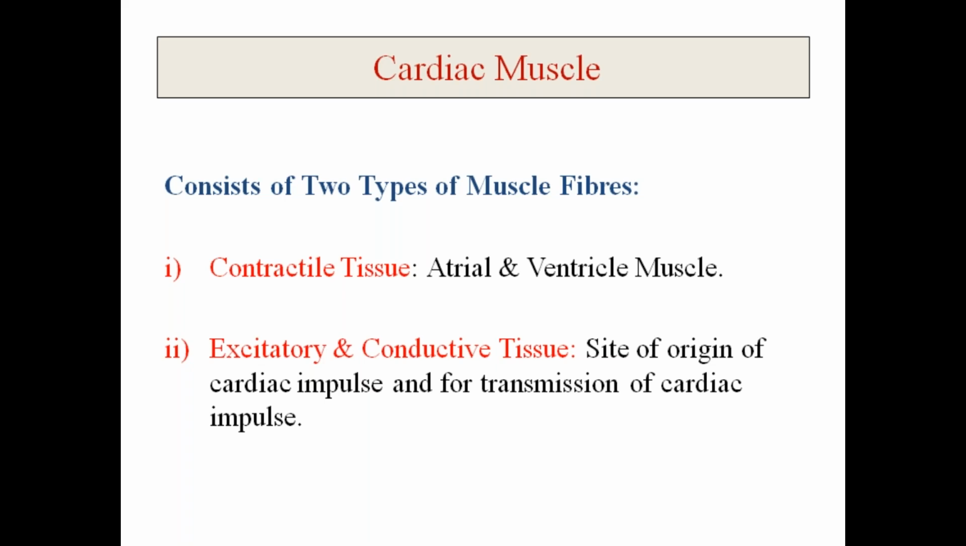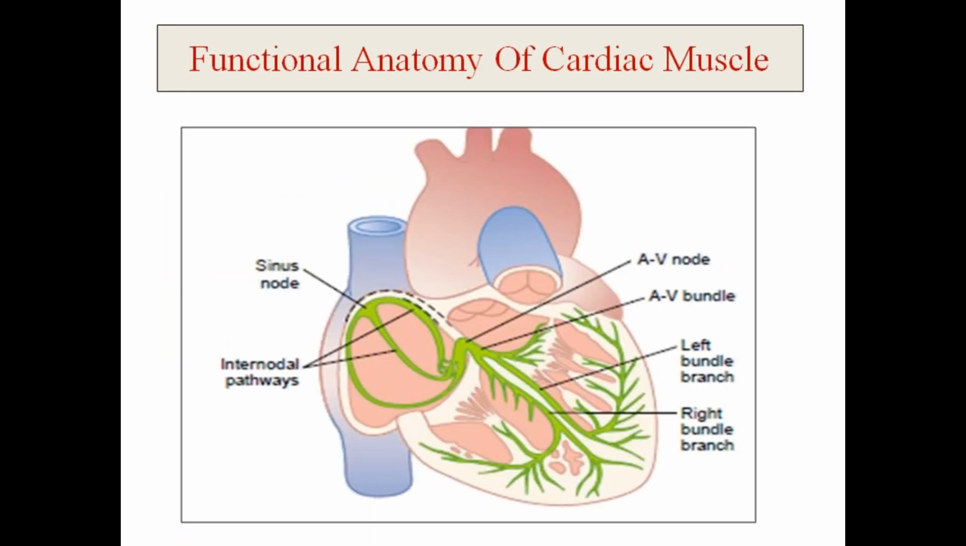Now in this diagram you can see some green lines. These green lines show your conductive fibers. You have the SA node where your impulse is generated, and once generated, the impulse runs through these conductive fibers, carrying the cardiac impulses rapidly throughout your heart, so that there can be synchronous contraction of the right and left ventricles.